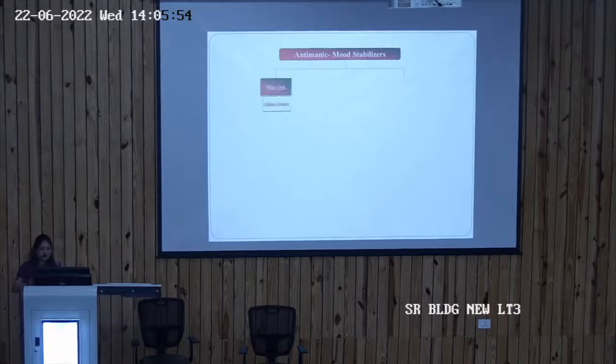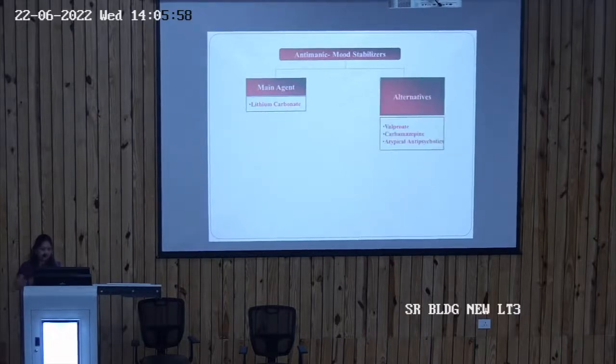So how has it been classified? The main agent is lithium carbonate. Then you have alternative agents like valproate, carbamazepine, and atypical antipsychotics. Okay, that is the classification of anti-manic drugs. You have lithium carbonate, then alternative drugs: valproate, carbamazepine, and atypical antipsychotics.